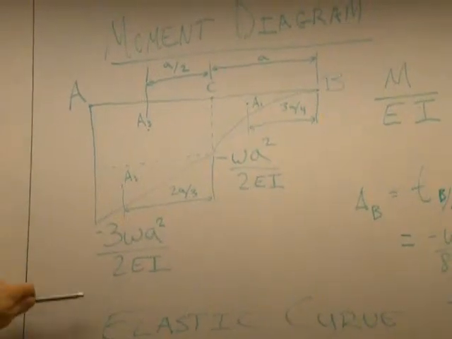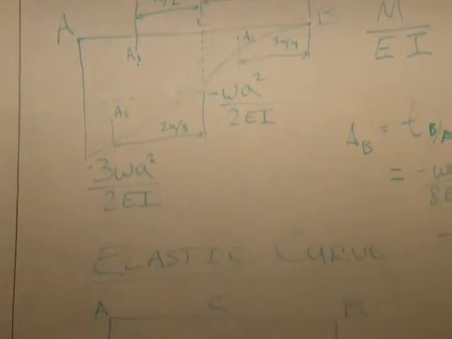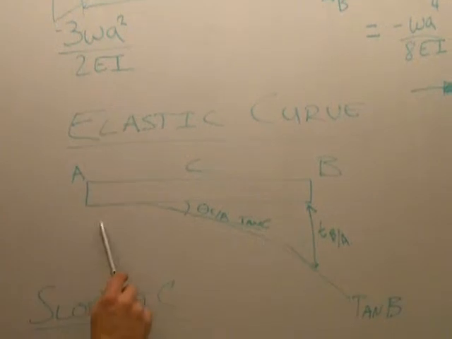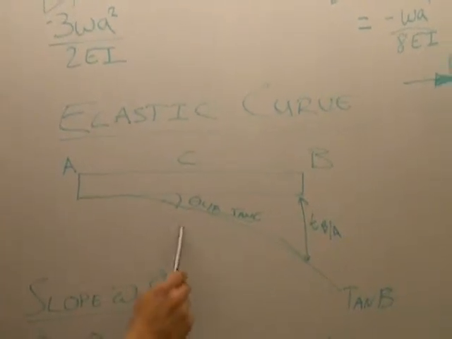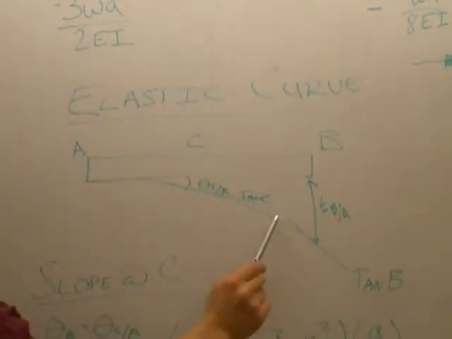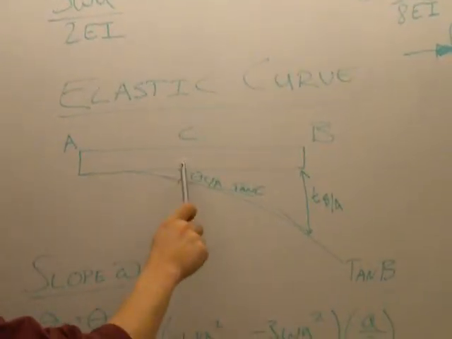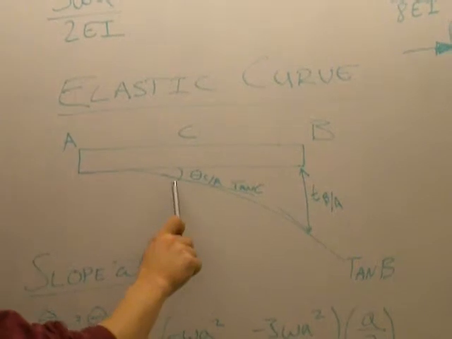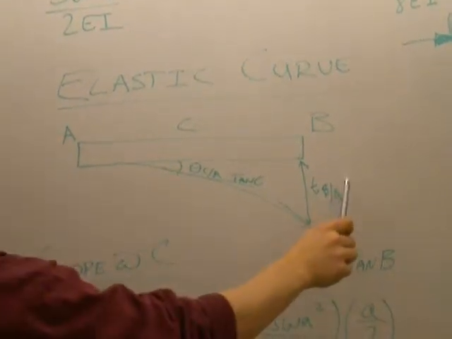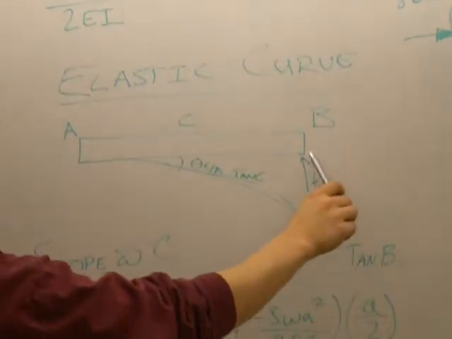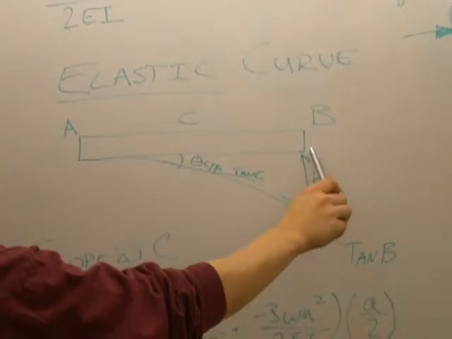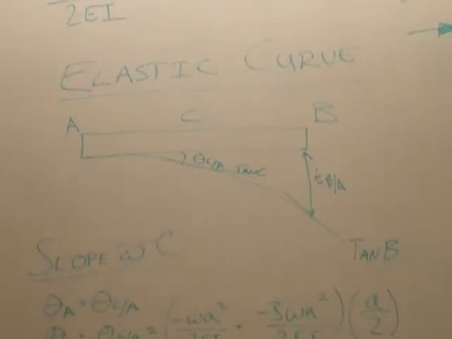Next, we construct the elastic curve diagram, and it's shown to be concave downward with the tangent at C being right here, the tangent at B being right here, and theta CA being between the beam and the curve, and t B/A from B down to the bottom of the curve.